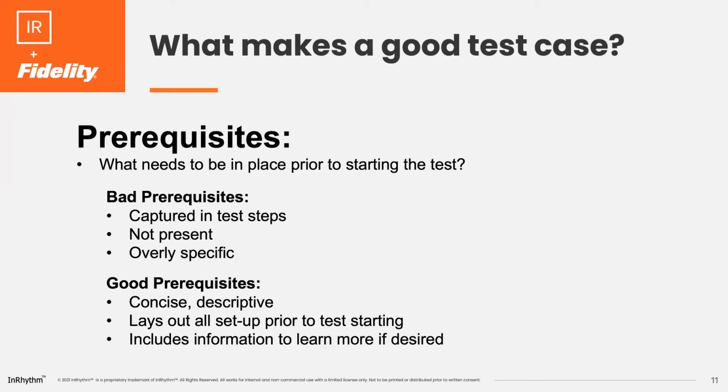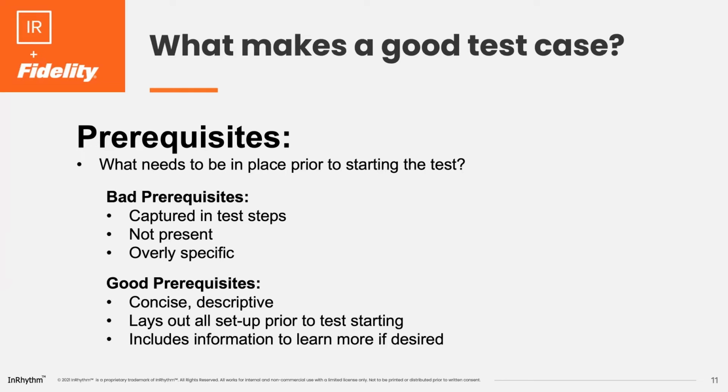So for example, bad prerequisites are captured in the test steps, right? Rather than having it say, you should have an account that is of this type, step one would be log in with an account of type, blah, blah, blah. No information on what that account is, no information on how we get an account to that state, all that kind of stuff that makes it really difficult. Not present. This is a bad type of prerequisite. We need prerequisites present. A lot of the times I will come in and find a test that has no prerequisites whatsoever. This makes it really difficult to know what our starting point is and to see if we're seeing a legitimate failure or not.